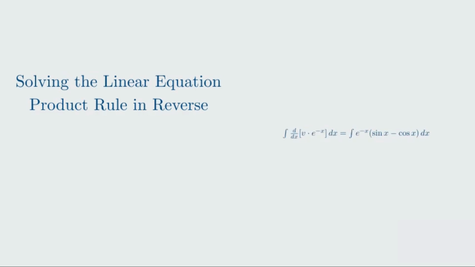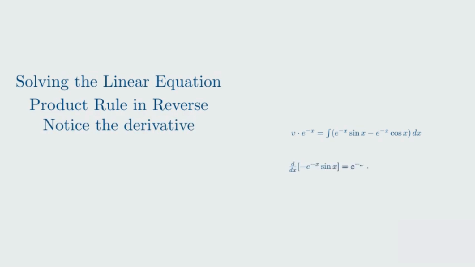To solve for v, we need to integrate both sides with respect to x. The integral of a derivative simply leaves us with the function inside, so the left side becomes v times e to the negative x. For the right side, we have to integrate e to the negative x times sine x minus e to the negative x times cosine x. You could use integration by parts here, but if we look closely, we might spot a shortcut. If we take the derivative of negative e to the negative x times sine x using the product rule, we get exactly the expression inside our integral. Therefore, the integral of the right side evaluates simply to negative e to the negative x times sine x plus our constant of integration c.